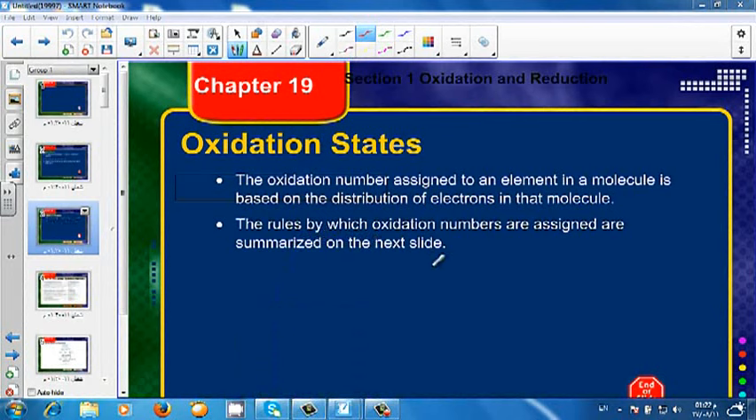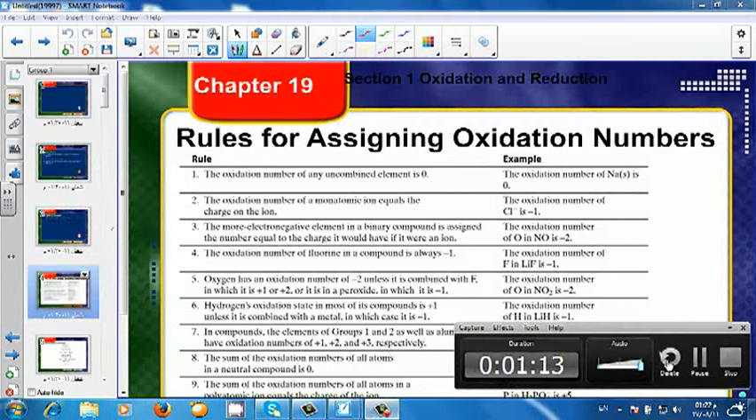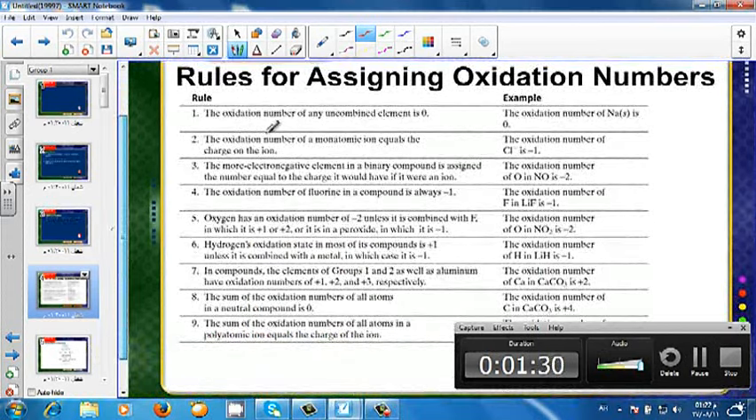The rules by which oxidation numbers are assigned are found in this table. You will find this table in the textbook also, in section 1, chapter 19. The first rule in assigning oxidation numbers is that the oxidation number of any uncombined element is 0.